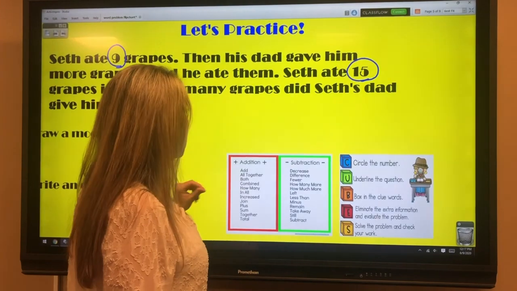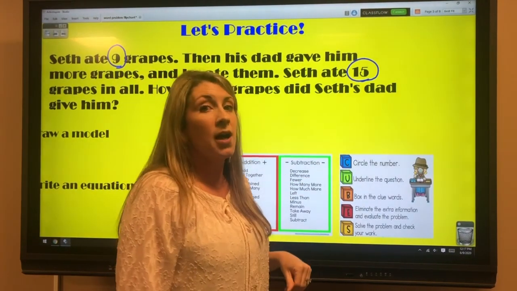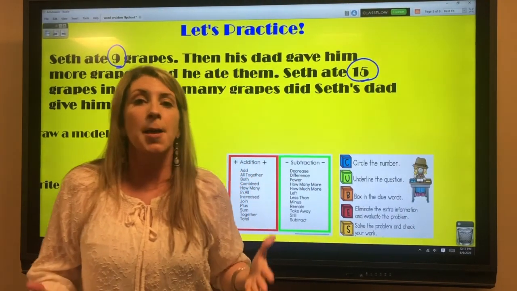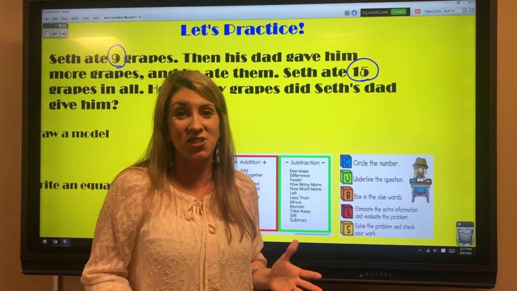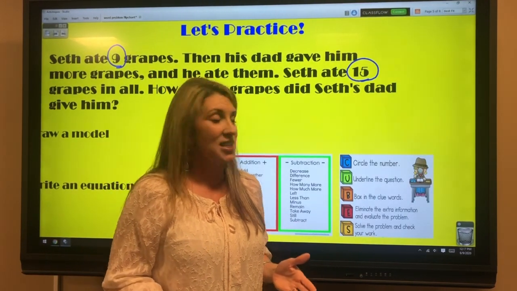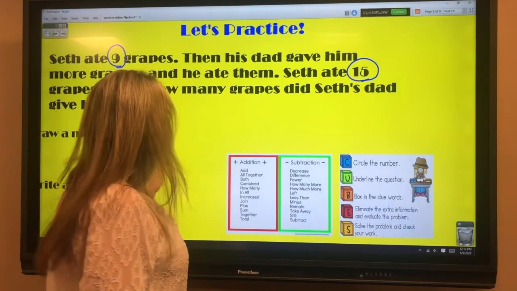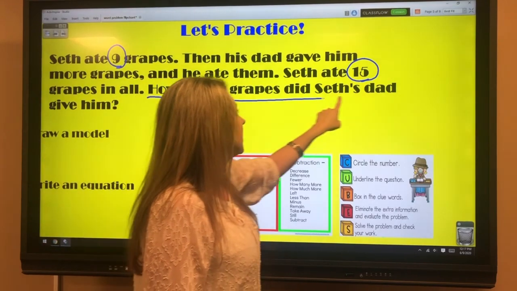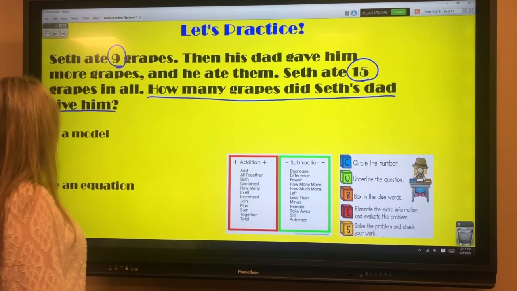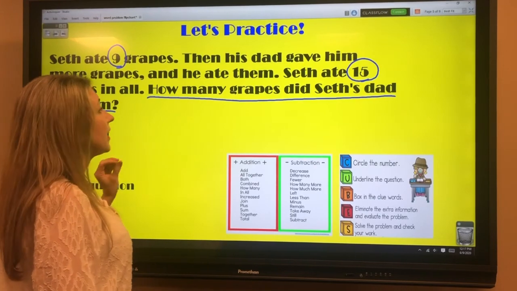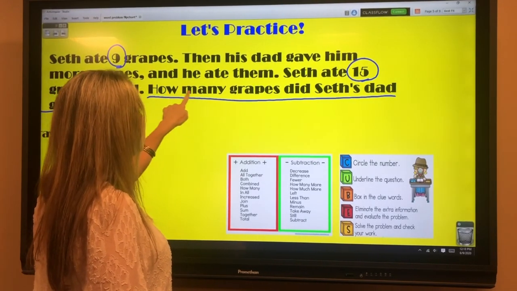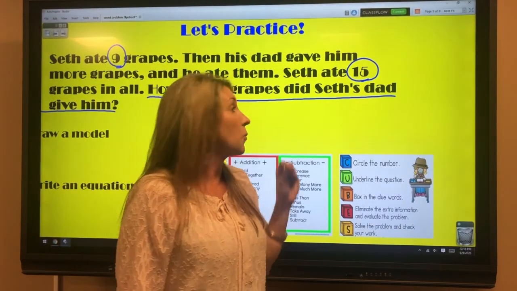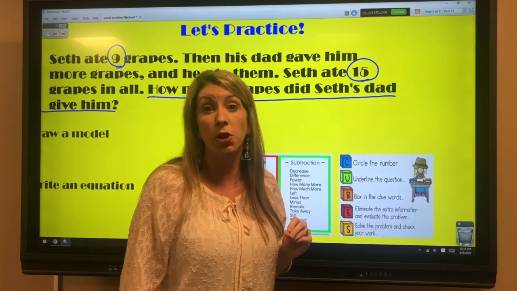Our next step is to underline the question. Well, here's a little hint. When you have word problems, most always the question is going to be the last sentence. And it ends in a question mark. So if you go back and you find that last sentence, how many grapes did Seth's dad give him? It ends in a question mark, and it begins with some very important key words, how many? And those are good question words. So we have to make sure we clue into that whenever we're looking for the question.